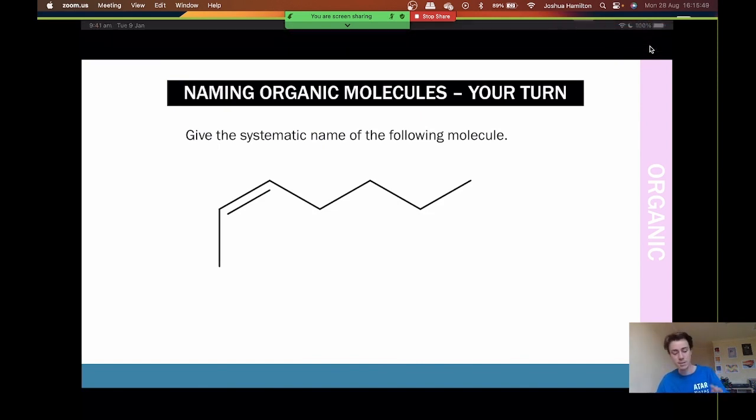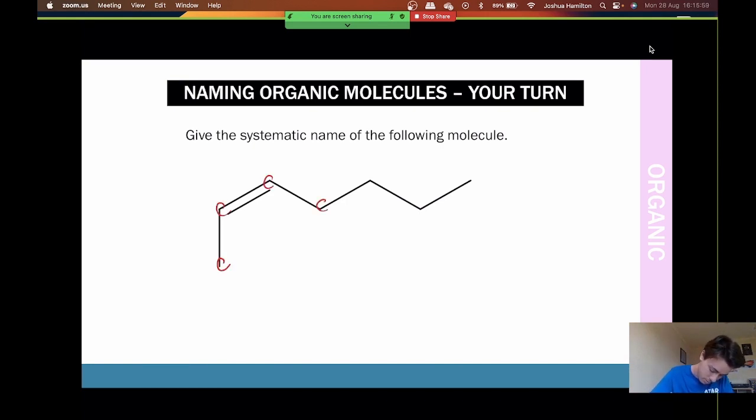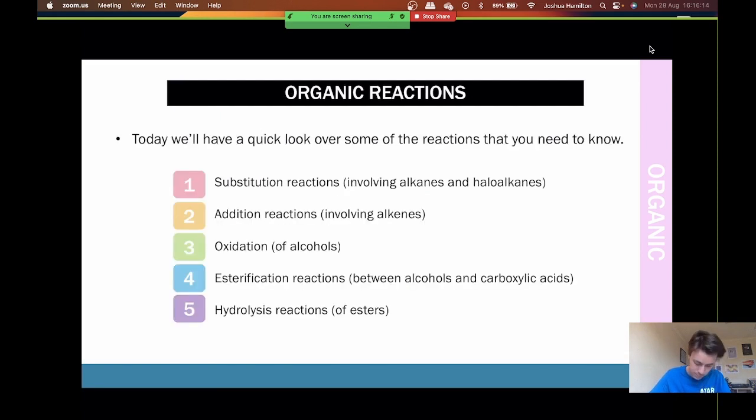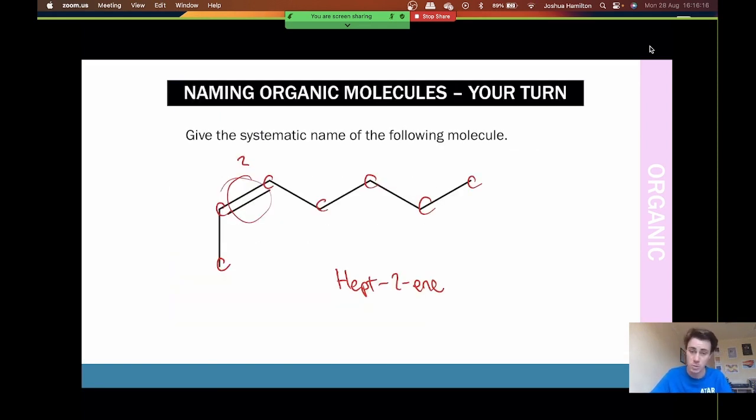I want you to have a go at this. Again, please pause and have a go. 3, 2, 1. Hopefully you're all back. If we go through this, let's start out. What is the longest chain? 1, 2, 3, 4, 5, 6, 7. So it's hept. Now, there is only one functional group here, which is your ene bond at your second spot. So it's hept-2-ene. Doesn't have the name there, but it's hept-2-ene, I can guarantee it.